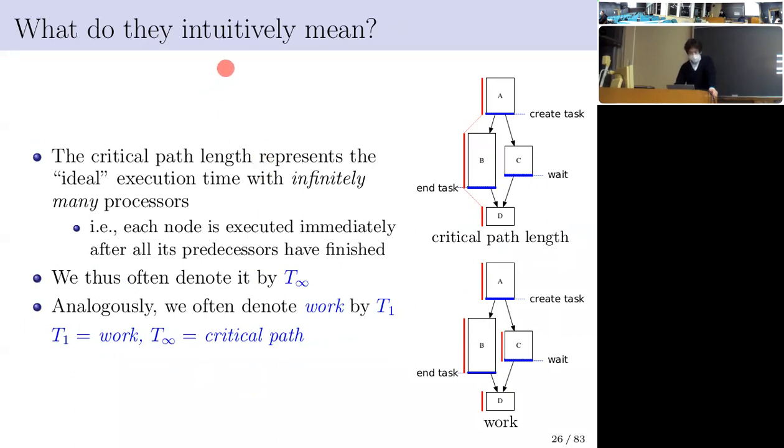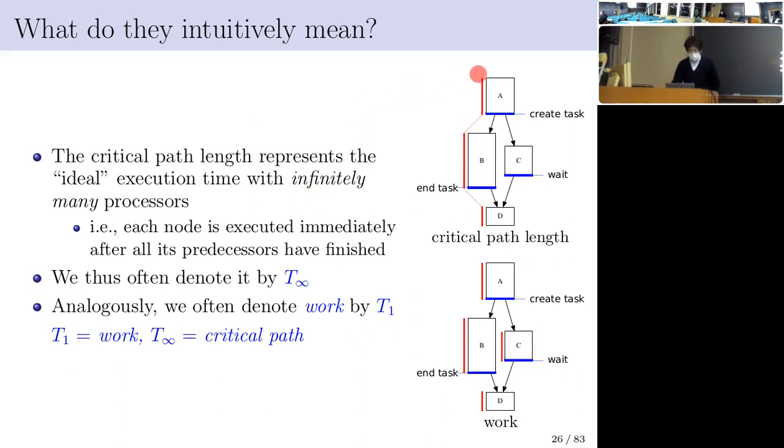So what do they intuitively mean? Work and critical path look somewhat different, but they are actually related in a very elegant way. Both are important in their own right. The first, the critical path, or the critical path length to be more precise, represents the ideal execution time if you are given infinitely many processors. Do you get that?